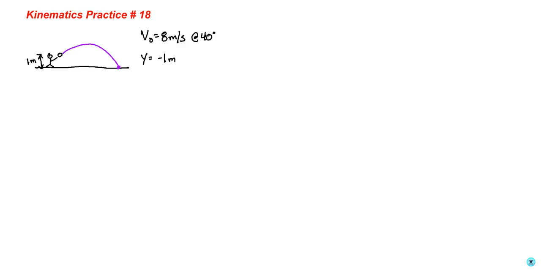Okay, so I drew a little picture here. We've got a kid. We see that the ball is released 1 meter above the ground, and it goes up and follows this parabolic path and hits the ground. I'm calling this point right here where the ball leaves the hand of the child 0. This is the origin.